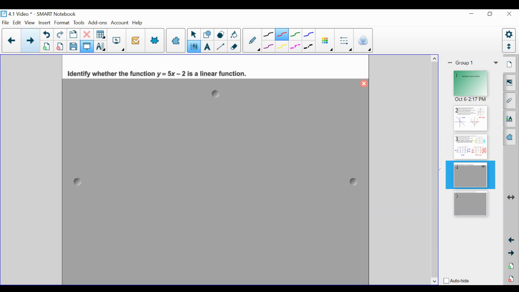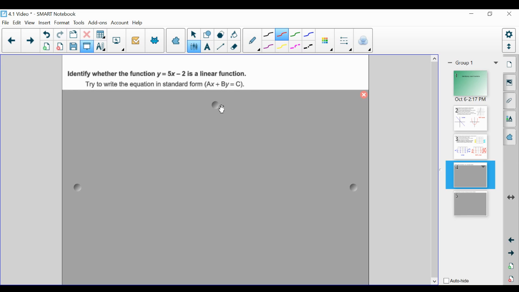Awesome. We have one more way to determine. So we want to determine whether or not y equals 5x minus 2 is going to be a linear function. So there's a lot of different ways to do this. The guided notes start to talk about what is called standard form. And standard form is written as ax plus by is equal to c.